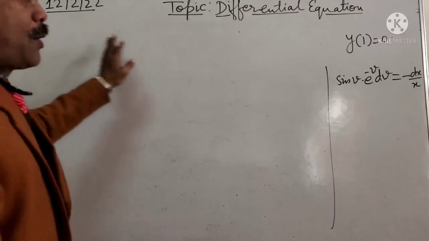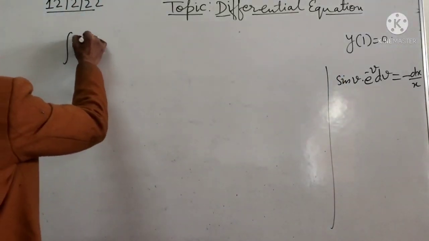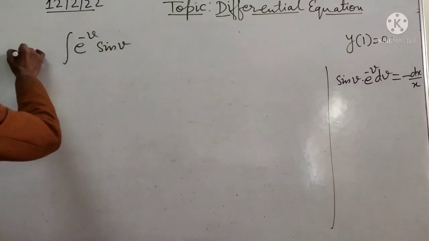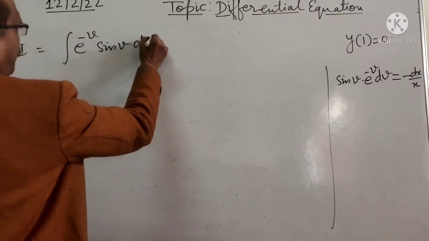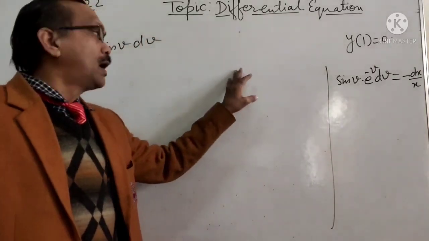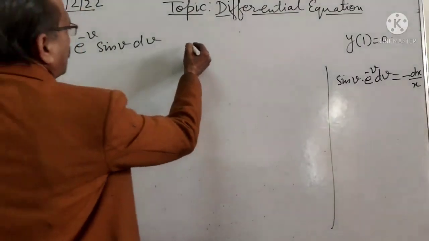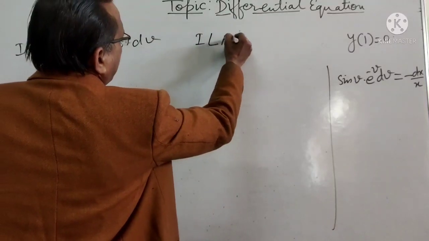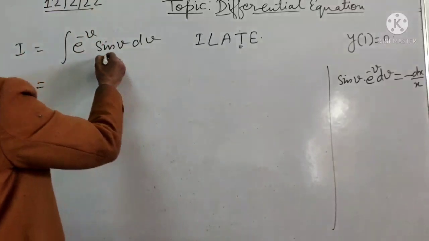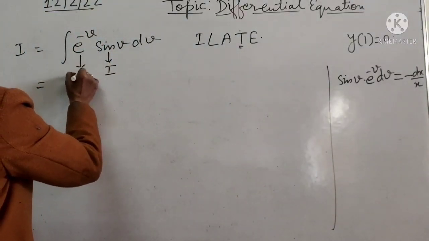Dear student, now we will find the integration of e power minus v sin v. Let it be I. Dear student, this is the integration by parts, so apply integration by parts here. So according to I, let the trigonometrical term be the first function, and this be the second function.